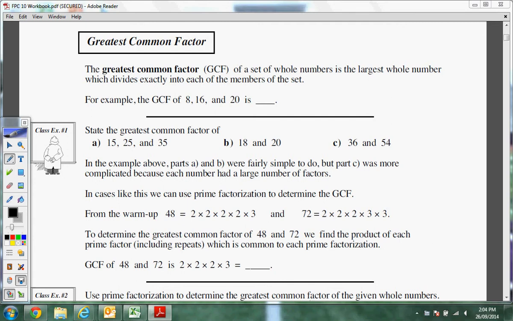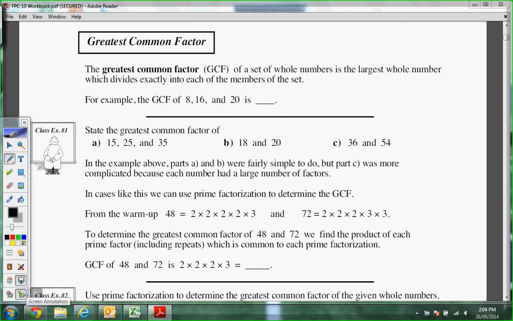So, for example, the GCF of 8, 16, and 20 is the biggest number that goes into all of them, okay, which would be what? It's the biggest number that goes into 8, 16, and 20. 4, good. So 4 would be our biggest number there, okay? And then we move down here. We'll say the greatest common factor of these guys. 5, good.